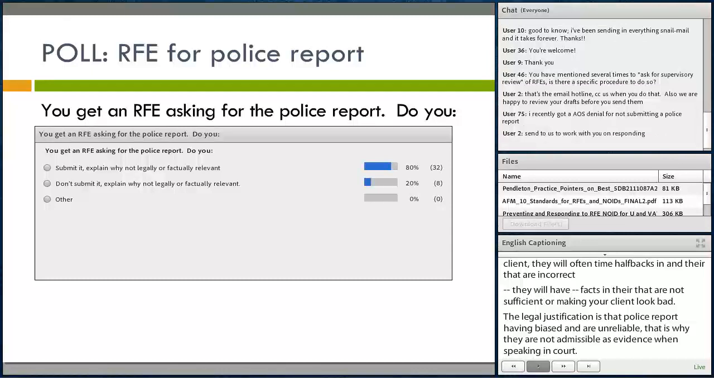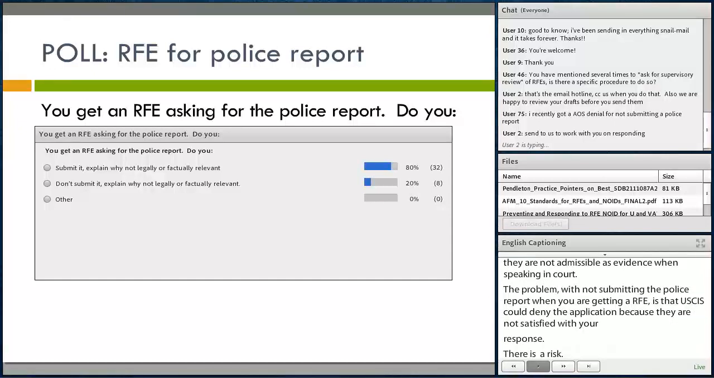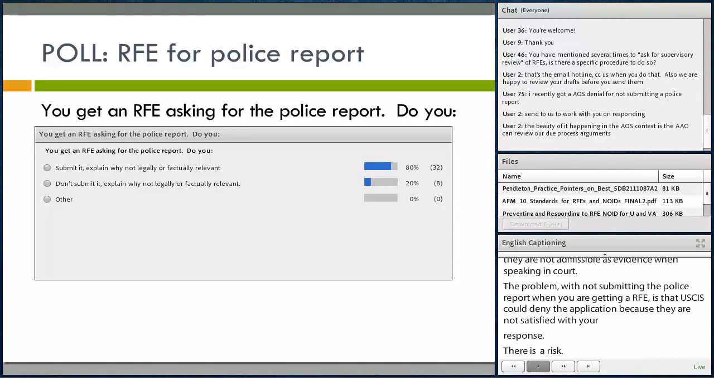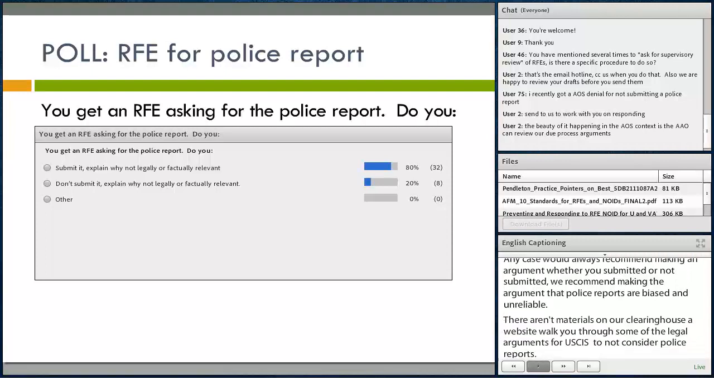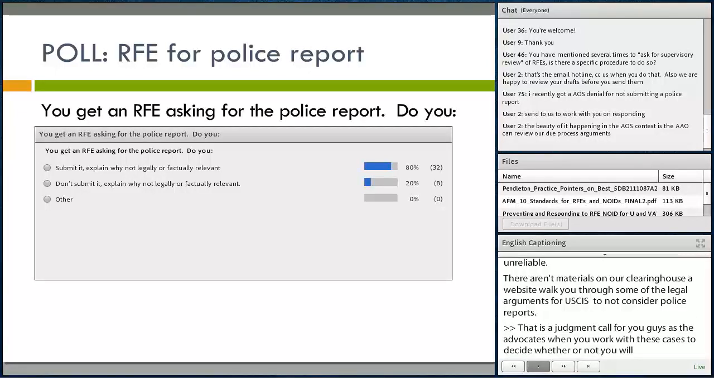The problem with not submitting the police report where you're getting an RFE is that USCIS could just deny the application because they're not satisfied with your response, right? They ask you for the police report and you refuse to submit it. And so there's a risk there. In any case, we would always recommend making an argument whether you submit it or not. We recommend making the argument that police reports are inherently biased and unreliable. There are materials on our clearinghouse on our website walking through some of the legal arguments for USCIS to not consider police reports. But that's really a judgment call for you as the advocates working on these cases to decide whether or not you're going to submit the police report.